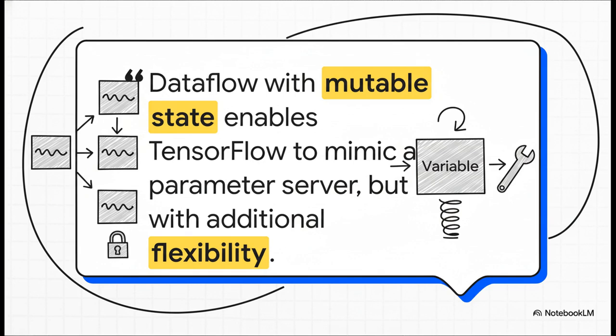This one simple idea meant TensorFlow got the incredible speed of a parameter server, but without giving up any of the flexibility of the Dataflow graph. It was literally the best of both worlds.